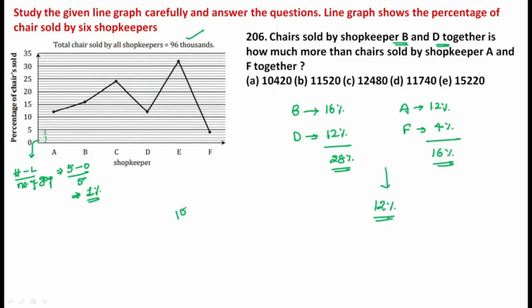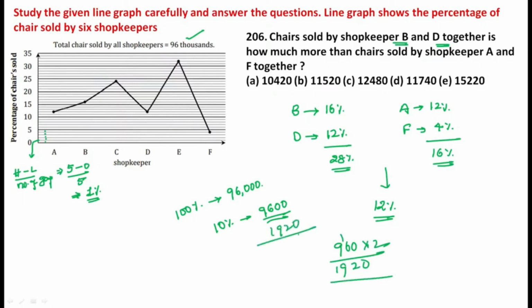And you already know that 100% is exactly equal to 96,000. Definitely the 10% value becomes 9,600. Now 1% is 960. Now 2% becomes 1920. Just add 1920 to 9,600. Now you can get the value, 11,520.